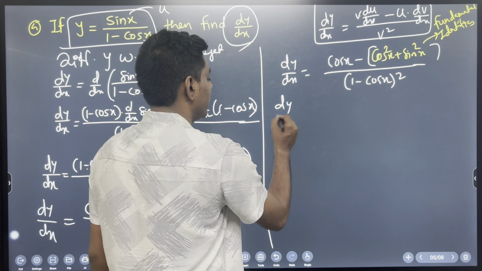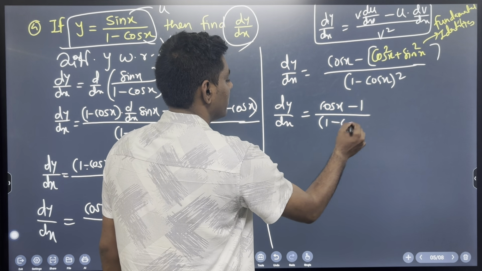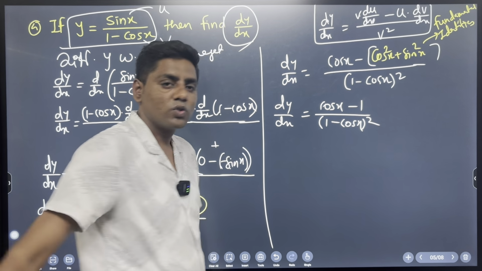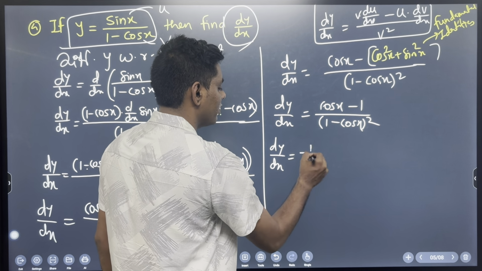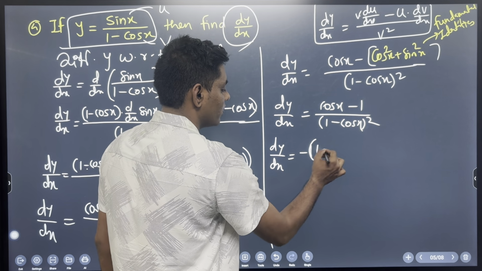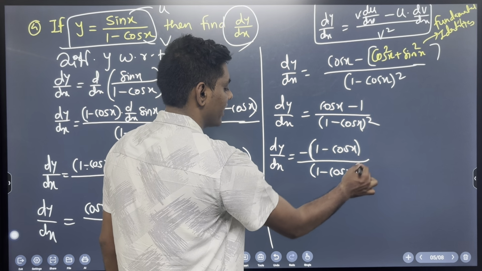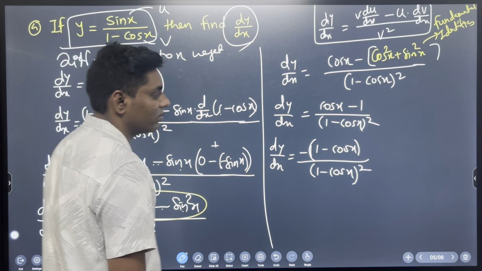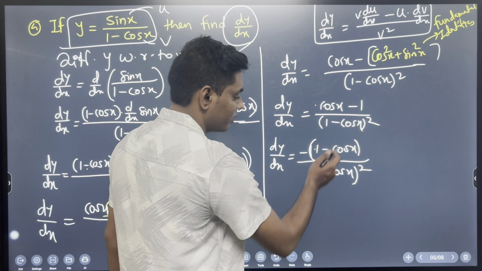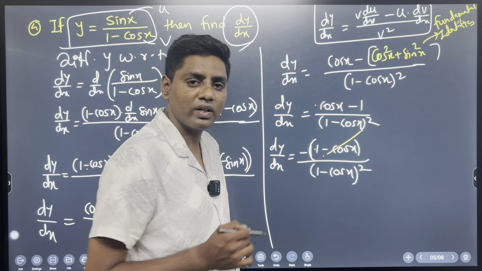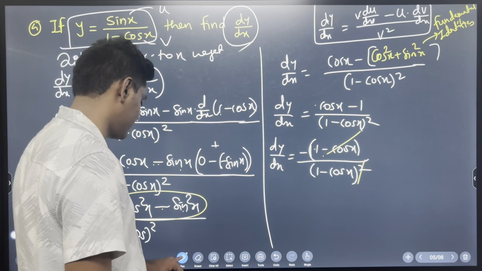So now here dy by dx is cos of x minus 1 divided by 1 minus cos x bracket square. So from the numerator taking the minus sign common, what is inside the bracket? 1 minus cos of x divided by 1 minus cos of x bracket square. Very simple. Whenever we take the minus sign, minus becomes positive and positive becomes negative, and after that both brackets are the same. Numerator is a single bracket and denominator is two brackets. So one bracket gets cancelled. What is the remaining answer?